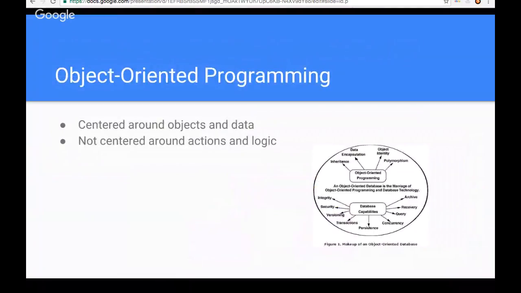And then there's OOP, or object-oriented programming. This database centers around objects and data; however, it does not center around actions and logic. As this picture shows, OOP, object-oriented programming, has inheritance, data encapsulation, object identity, polymorphism, etc.